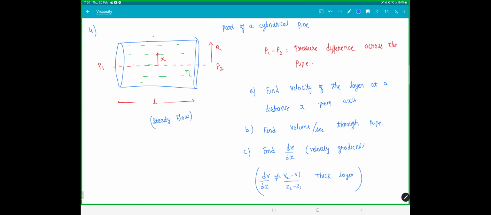Think how will you proceed with this? I'll give you 2-3 minutes. Figure out the first part. Obviously, P1 is greater than P2. So P1 is pushing. The liquid is going from left to right. It's like your ketchup bottle. The ketchup is coming out, the center liquid is going faster, the edges are going slower. So every layer will have a different velocity.